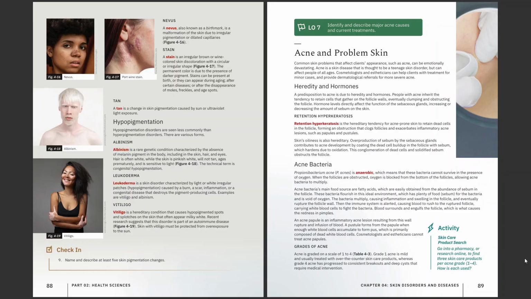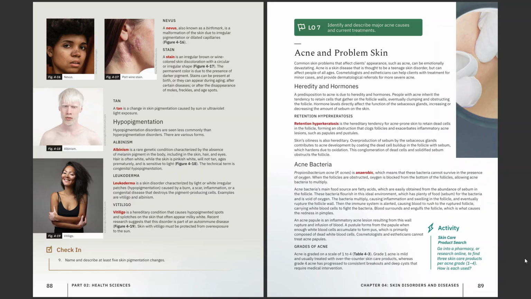Leukoderma is a skin disorder characterized by lighter or white irregular patches. Hypopigmentation is caused by a burn, a scar, inflammation, or a congenital disease that destroys the pigment-producing cells. Examples are vitiligo and albinism.